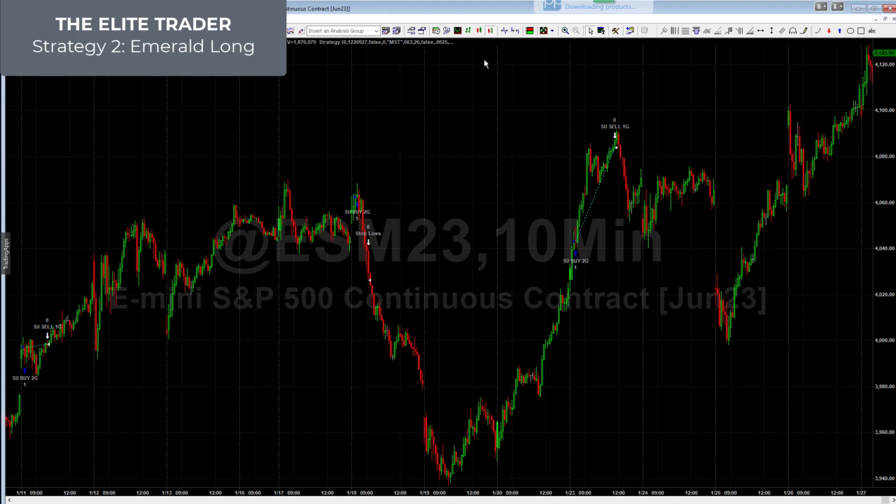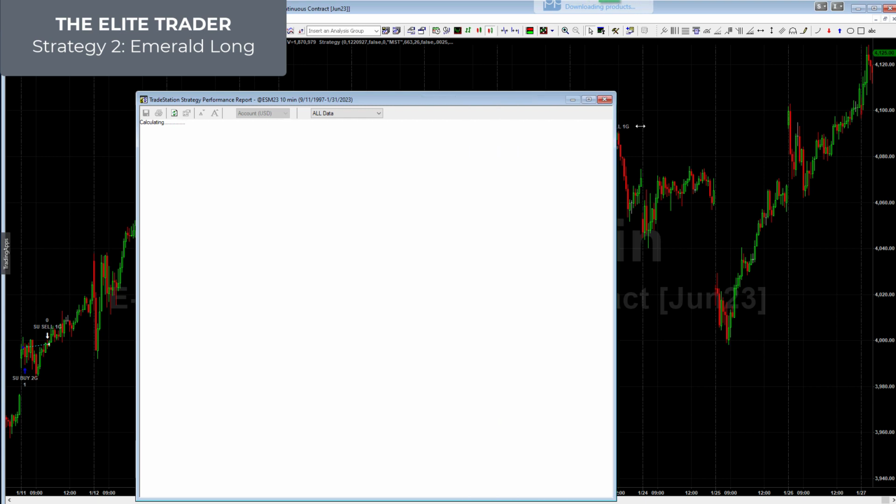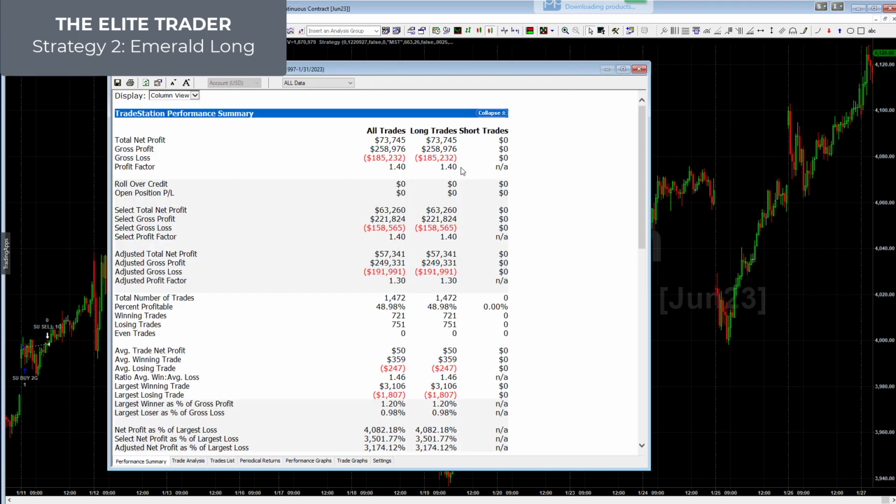Now I'll show you the performance report of this algorithm as well, and again, this one is also a day trade, so this is the second day trade algorithm that I'm showing you. And again, this is just the Emerald day trade long, and while this is loading, there we go. So here's the profit factor. It's got a 1.4 profit factor.